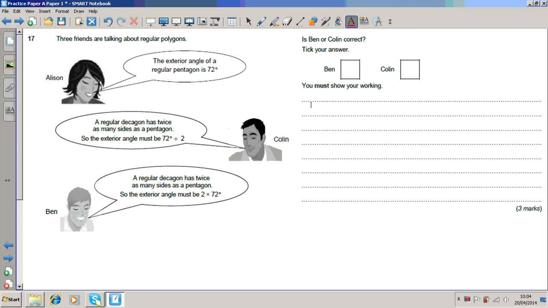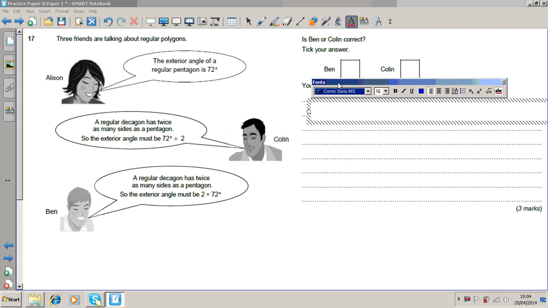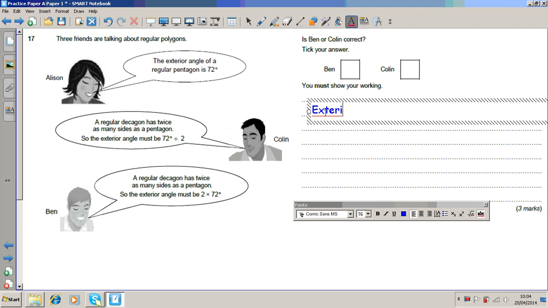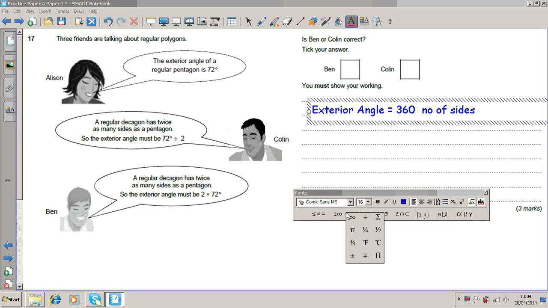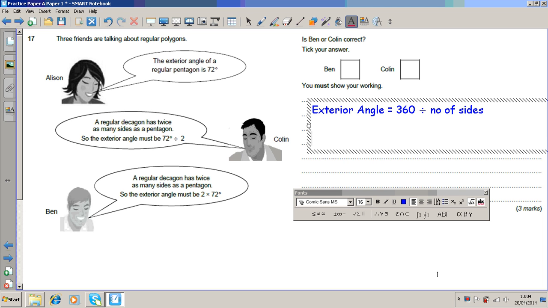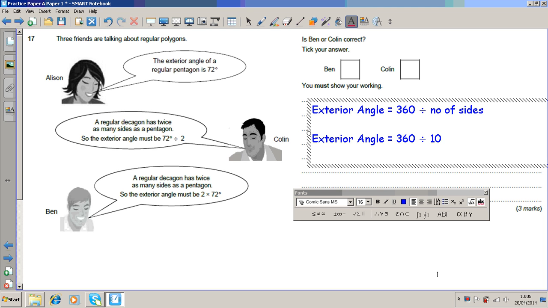Essentially, the exterior angle is 360 divided by the number of sides. So for a decagon again, it's 360 divided by the number of sides, which is 10. And 360 divided by 10 is 36.